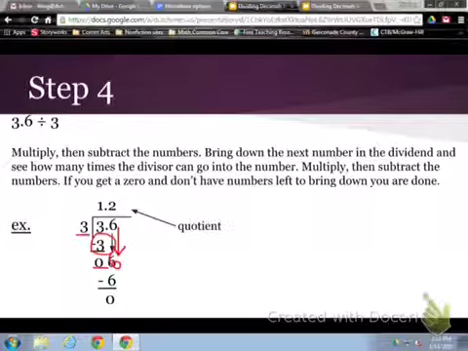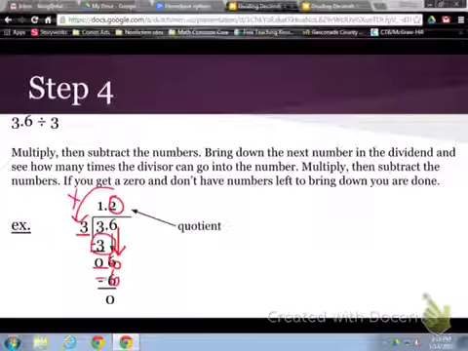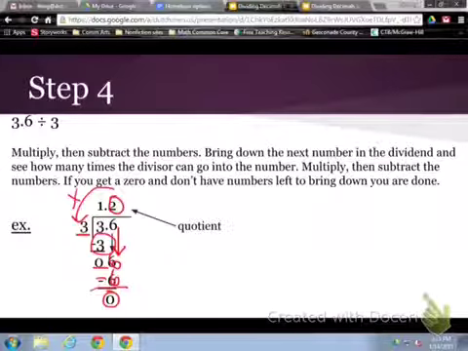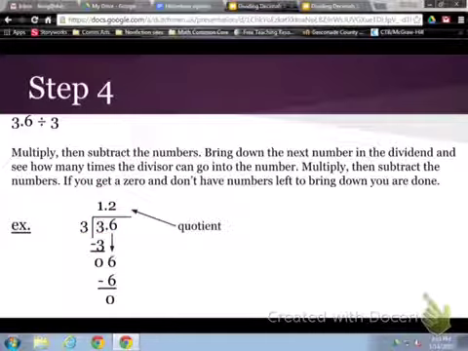Will 3 go into 6? 3 goes into 6 2 times, making sure we're keeping our numbers lined up. 2 times 3 gives us 6. We subtract and get 0. Once we have a 0 at the bottom, we have nothing left to bring down. This gives us our answer. So 3 6/10 divided by 3 is 1 2/10.